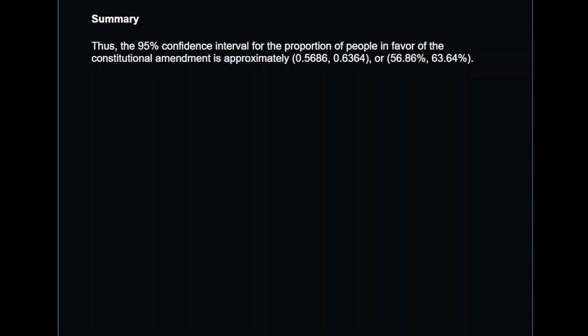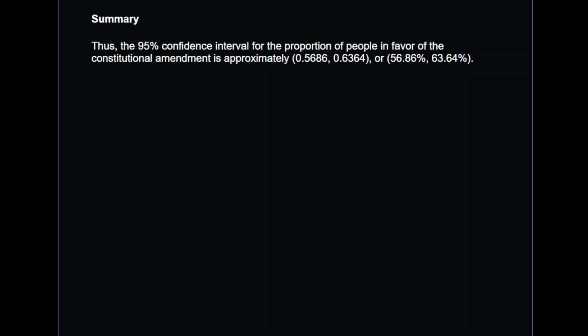So the confidence interval for the proportion of people in favour of the constitutional amendment is 0.5686 to 0.6364, or in other words, 56.86 percent to 63.64%. The lower bound and the upper bound of our confidence interval.